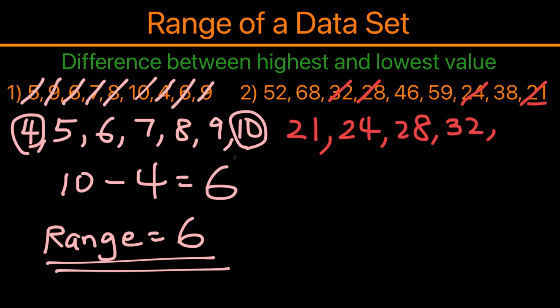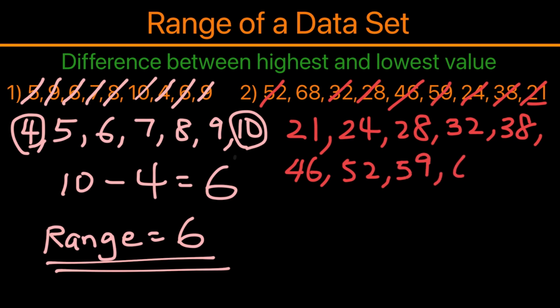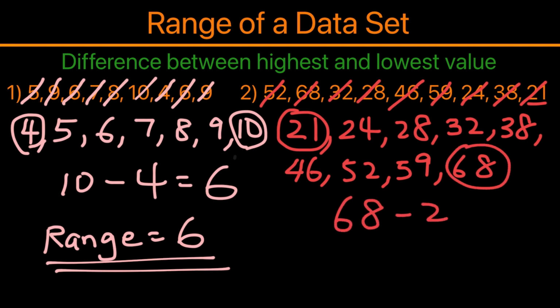Next, 38. Next, 46. Next, 52. Then 59. And lastly, 68. Okay, and the lowest value we have is 21, highest is 68. So 68 minus 21 equals 47. Therefore, our range is 47.